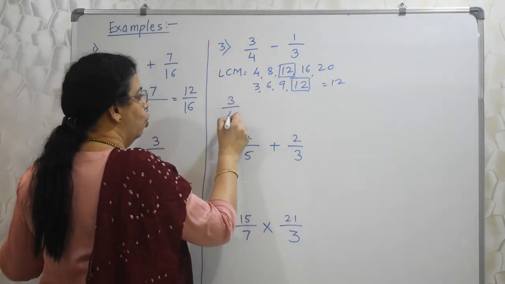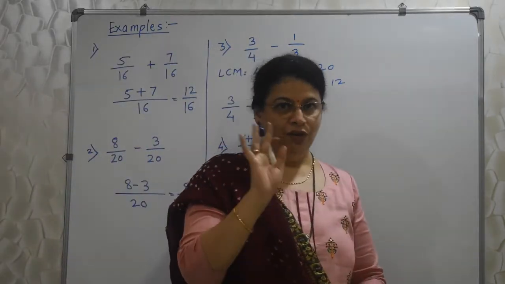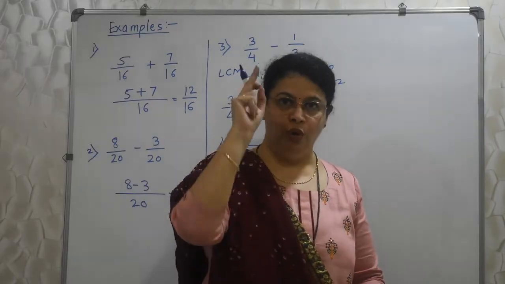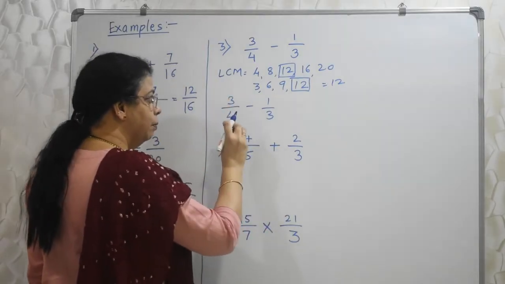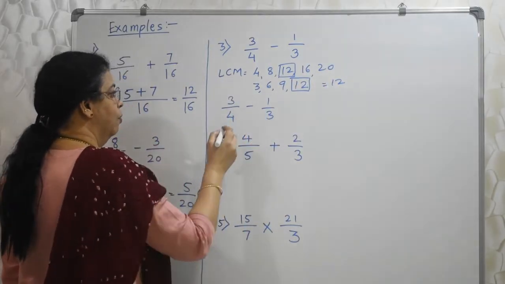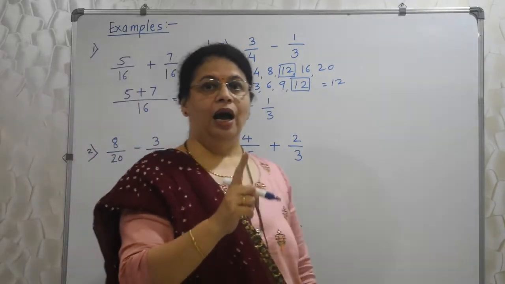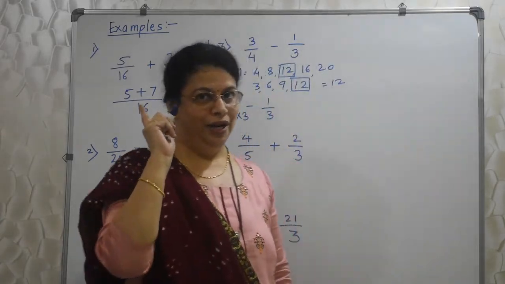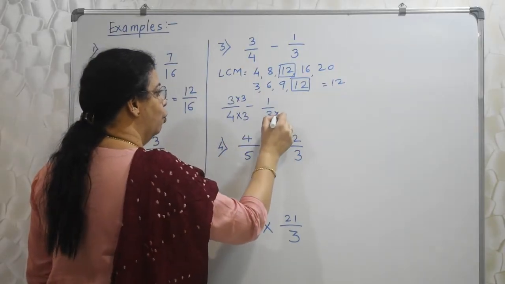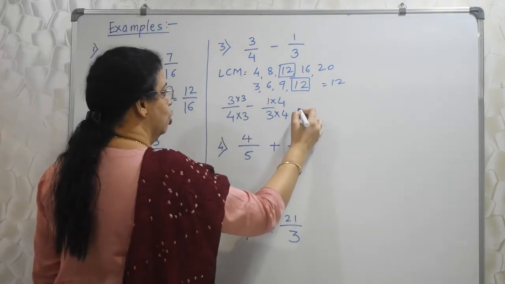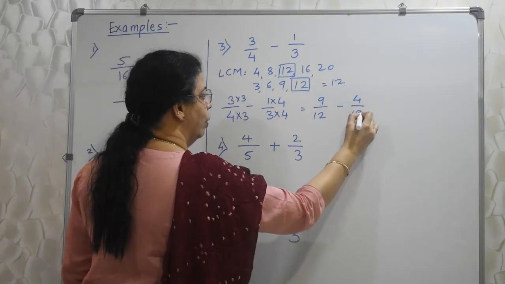What is the meaning of that? I should make both the denominators 12. How can I do that? Can I rub and write 12? No. Can I add? No. You have to multiply. Remember. So 4, if I want to multiply with some number to get the answer 12, what is that number? 3. Whatever I do to the denominator, I have to do it for numerator. So into 3. 3 into 4 is 12. So here also into 4. So my new numbers are 9 upon 12 minus 4 upon 12.